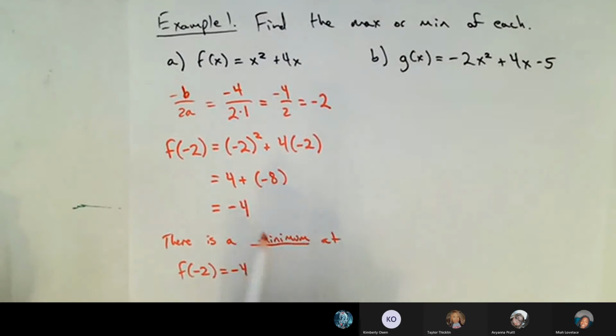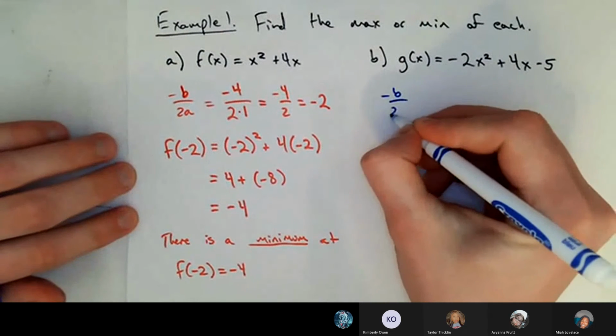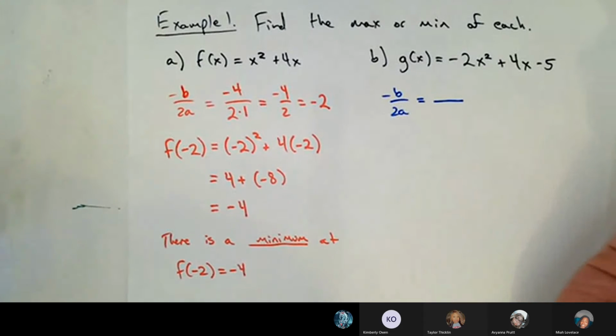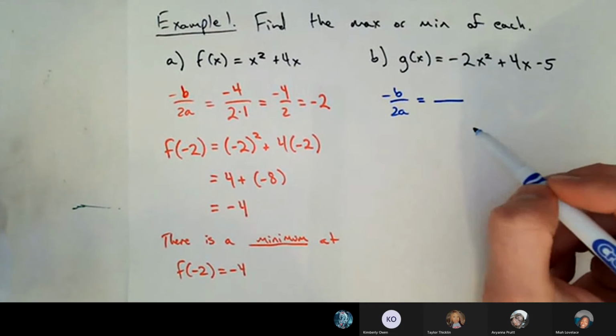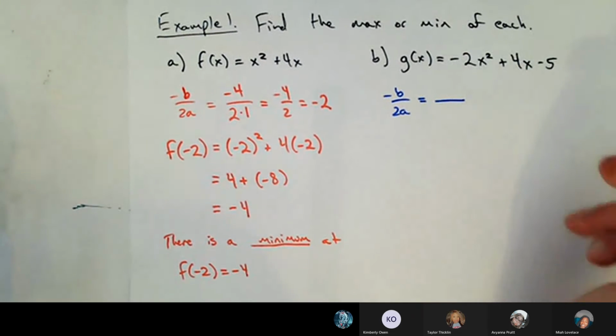So there is a minimum for this function at f of negative 2 equals negative 4. Okay, now over here for g of x, negative b over 2a. So let's see, Kimberly, what would this fraction look like here for negative b over 2a given this form here?